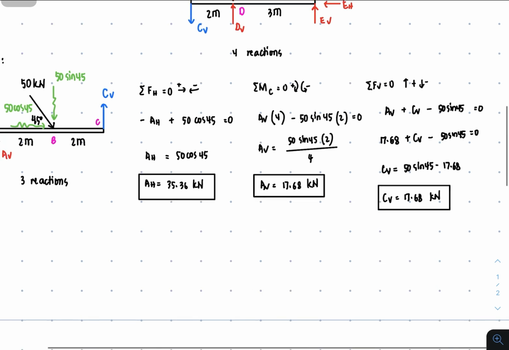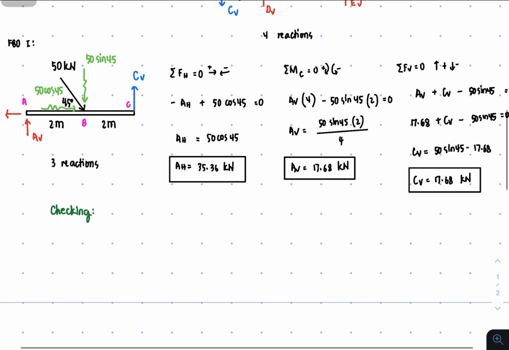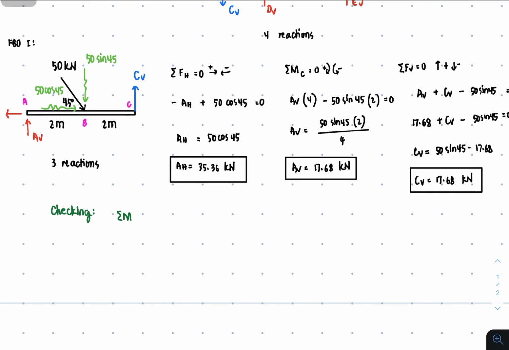And from here, we can now do the checking. It's really up to you if you'd like to do the checking here. So if you just want to be sure that your answers are correct before you proceed to the next free body diagram, then you may do the checking, summation of moment at the other support.